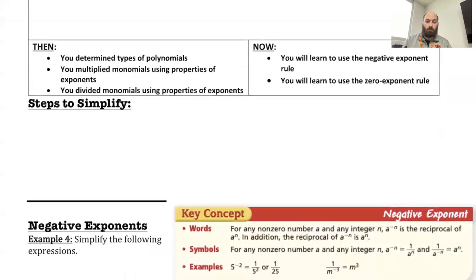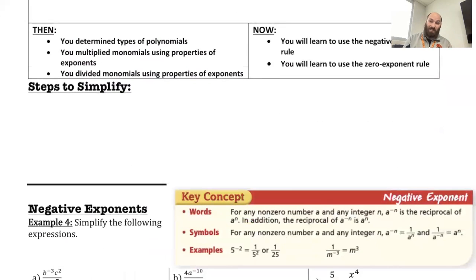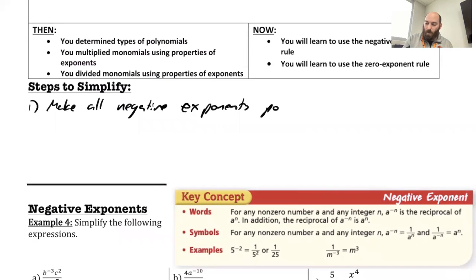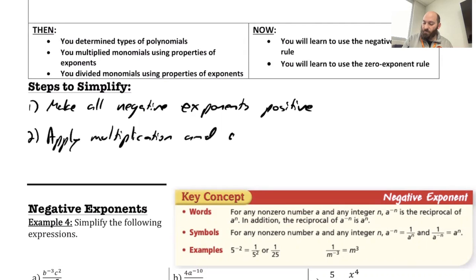Okay, so steps to simplify. There's a few different strategies here. My personal opinion is step one, make all negative exponents positive. And we'll talk about what that means in just a minute. And then for the second step, apply the properties of yesterday. Okay, so apply multiplication and division exponent properties. Okay, so that's our main two steps we're going to focus on today.